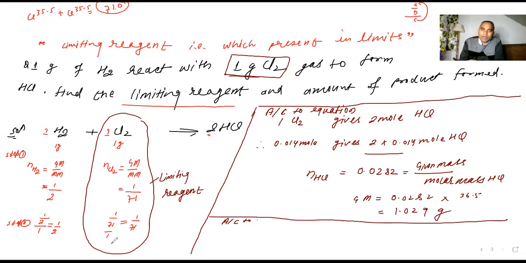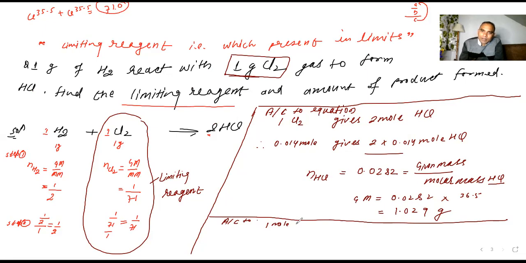1.029 gram. Okay, calculate according to hydrogen. But wait, why not 72? Why did we get 36.5? I'm confused now. HCl, hydrogen is what? Cl is 35.5. Oh, it's one. Okay, right. Yes.